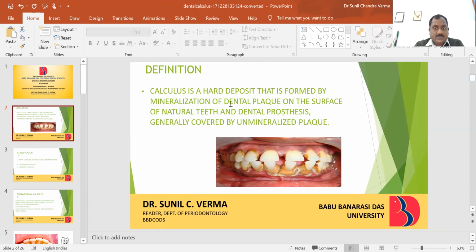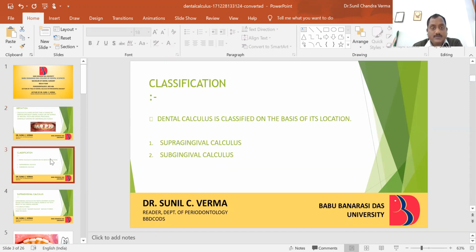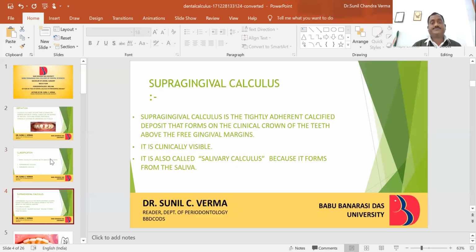Calculus is a hard deposit that is formed by mineralization of dental plaque on the surface of natural teeth and dental prostheses, generally covered by unmineralized plaque. Means calculus is always covered by a layer of plaque. Classification. Basically, this calculus is of two types. First is supragingival calculus, another is subgingival calculus.